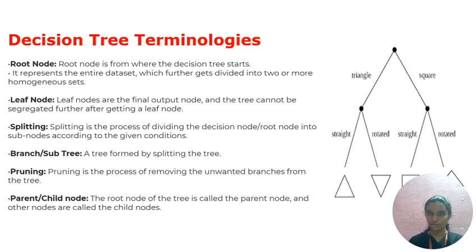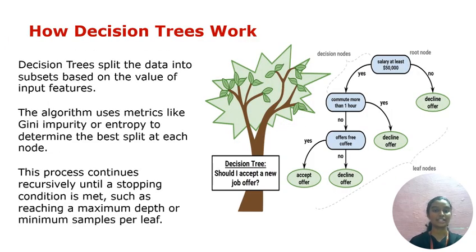This node is known as the parent node, from which the branches are further divided. The divided nodes are known as child nodes, whereas the node that has been divided is known as the parent node. How does the decision tree work? Decision trees split the data into subsets based on the value of the input features.